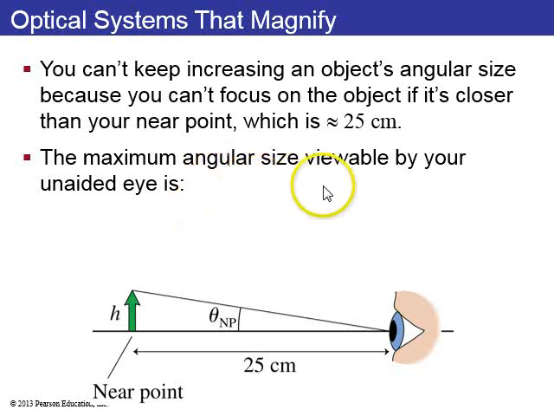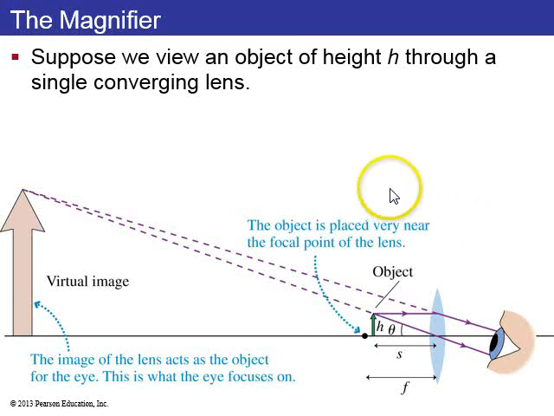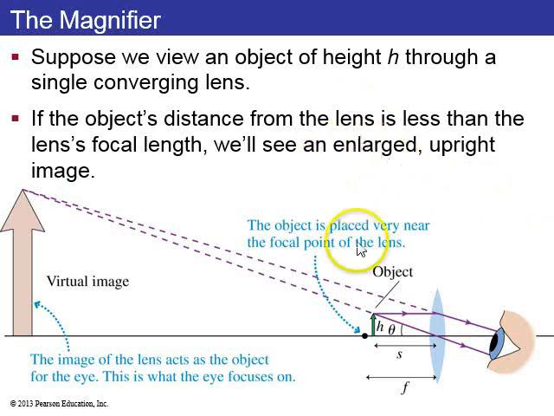So the maximum angular size of an object viewable by your unaided eye is called theta near point. It's this object size, h, divided by 25 centimeters, h over 25 centimeters. So a magnifier is like a magnifying glass. That's one single converging lens that's used to look at a nearby object. What we do is we will tend to take a magnifying glass and set it up so that the object's distance from the lens is less than the focal length, so that we see an upright, enlarged virtual image that's further away and easy for our eyes to focus on.